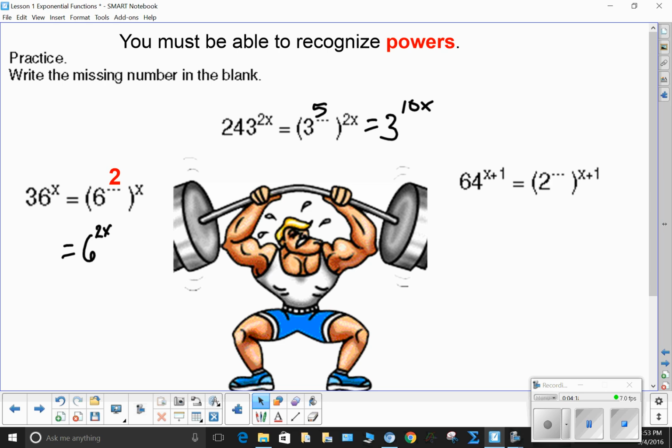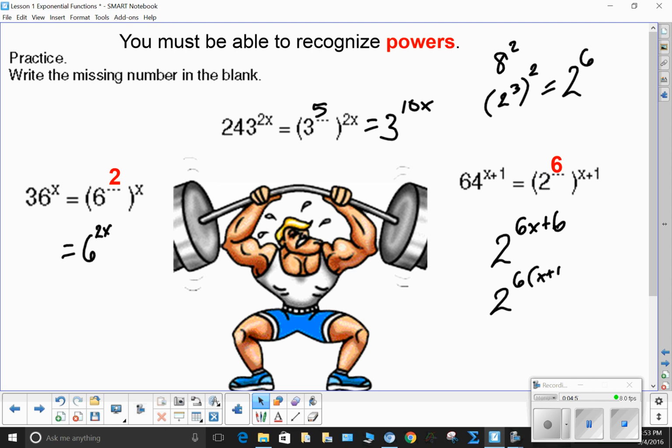64 to the x plus 1. Well, 64, if you're not sure about 64, remember that it's 8 squared. But 8 squared can be rewritten as 2 cubed squared. Well, that's just 2 to the 6th. I have 2 to the 6th to the x plus 1. Now, this means that you can write this as 2 to the 6x plus 6, or you could write it as 2 to the 6 times x plus 1. Either way is perfectly fine.